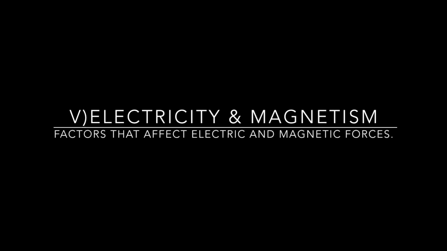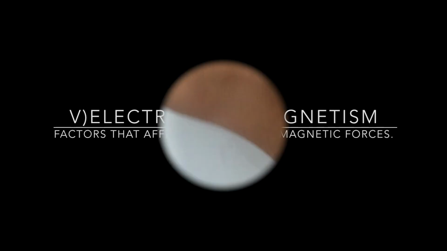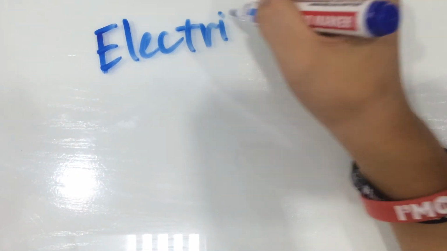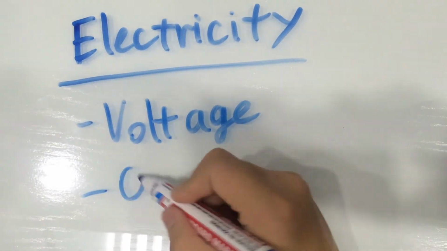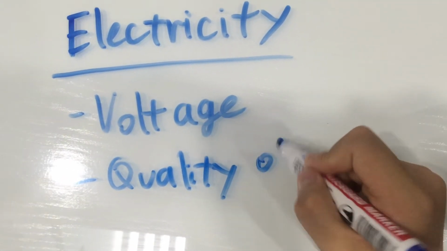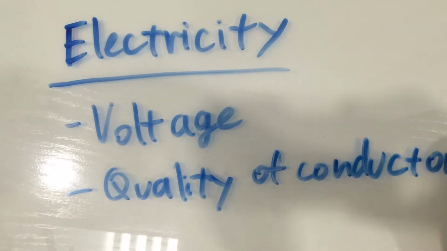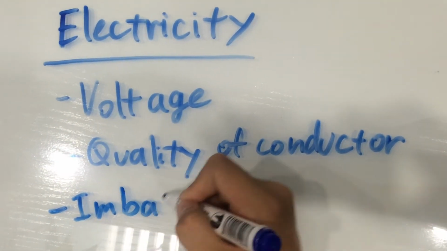And for the last unit, electricity and magnetism, here are the factors that affect electric and magnetic forces. Here are the factors that affect electricity. For the first one, voltage. The second one, the quality of the conductor. And the last one, imbalance of charges.